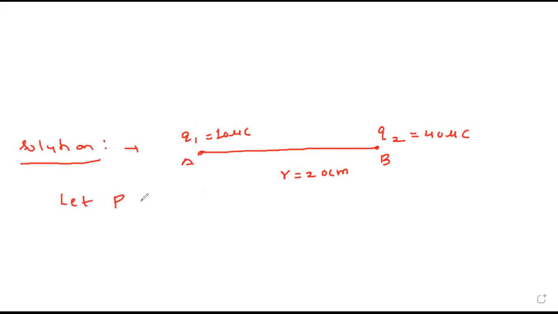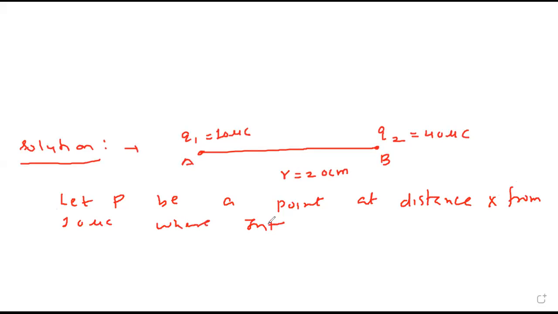Now we want the position of a point where intensity is 0. So let P be a point at distance x from 10 microcoulomb where intensity is 0. Suppose one point P at a distance of x centimeter where intensity is 0. So P to B, what will be the distance? If A to P is x, then what is P to B? 20 minus x. Very good, 20 minus x.